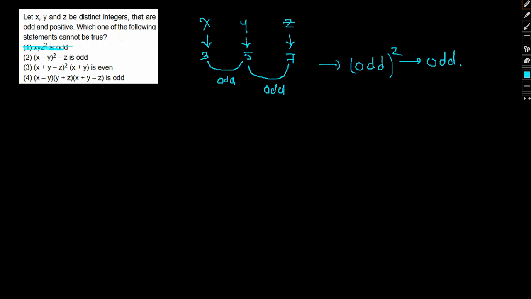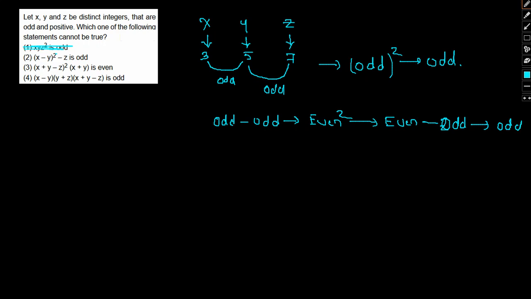Now next, we have x minus y square minus z is odd. Try and understand something: odd minus odd, say for example 7 minus 3, would always give an even number. Then we have a square, so even square would again yield another even number, and even minus odd would give us an odd number.